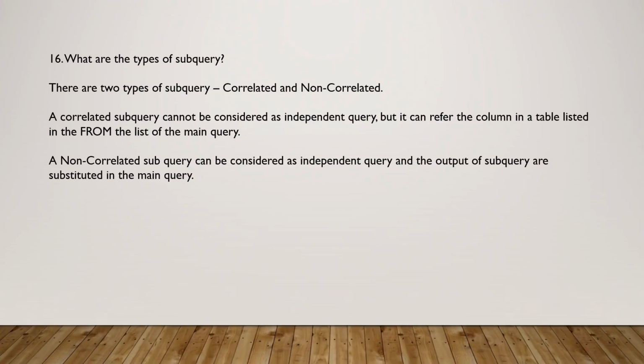What are the types of subquery? There are two types of subquery: correlated and non-correlated. A correlated subquery cannot be considered an independent query, but it can refer to the column in a table listed in the from list of the main query. A non-correlated subquery can be considered an independent query and the output of the subquery is substituted in the main query.